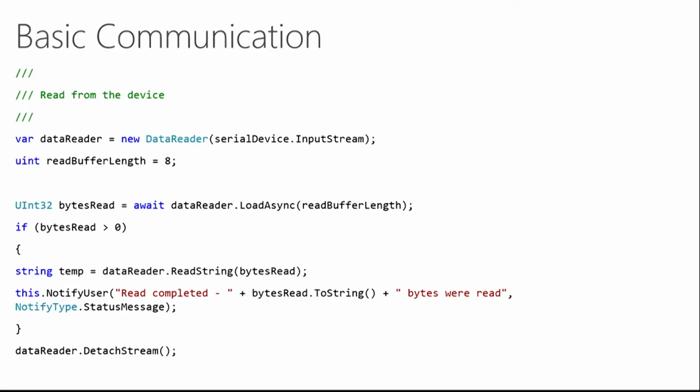Similarly, reading from the device is using input streams. So you would create a new data reader. You would specify how many bytes you want to read from the data reader, and then you would call load async on it. And in this case, I'm just reading the same string back. So if this was hooked up in a loopback configuration, you would just see hello being transferred across the wire. So that's really what there is to reading and writing. It's fairly straightforward.